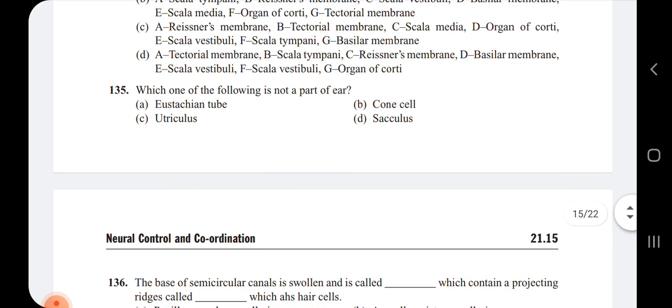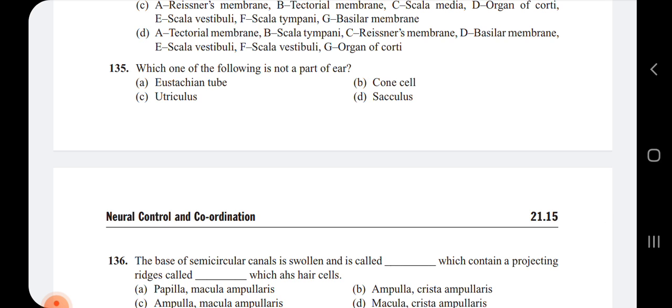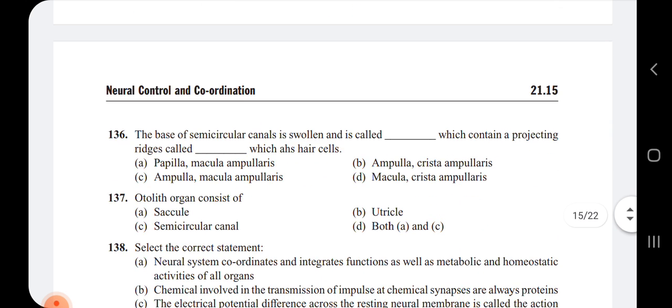Next question. Which one of the following is not a part of the ear? Eustachian tube, cone cell, utricle and sacculus. Except the cone cell, all are parts of the ear, whereas the cone cell is a part of the eye.